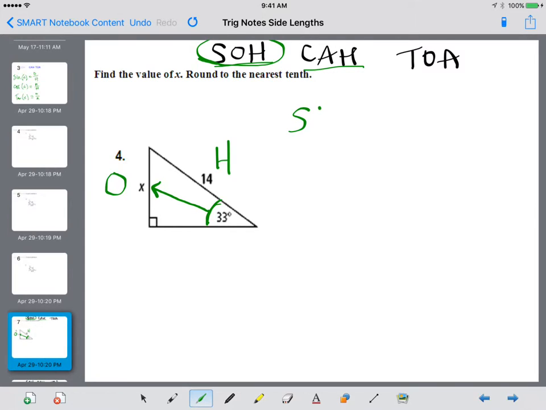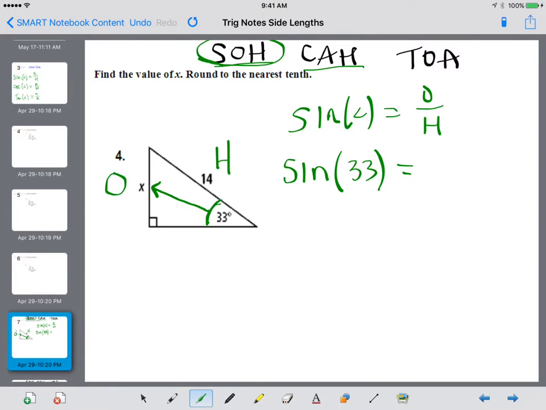I know the sine ratio is the sine of our angle equals opposite over hypotenuse. To set this up, I'm going to take sine of the angle measure, 33, equals the opposite side, that's x, over the hypotenuse of 14. Now we just have to solve this equation. Sine of 33 equals x divided by 14.